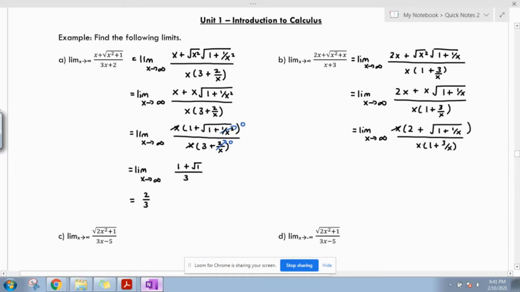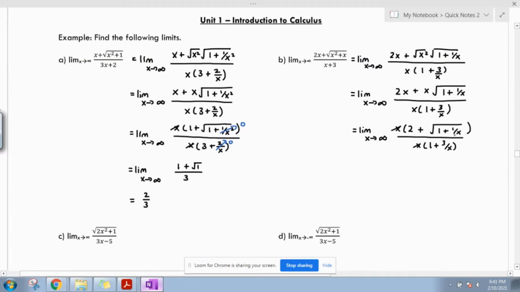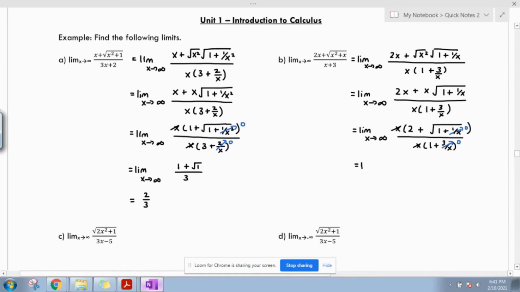So right away, I know that my x's cancel, as well as I noticed that if I had a number over x or a number over x squared, those automatically go to 0 now. So what I'm finally left with is the following. The limit as x approaches infinity, I have 2 plus the square root of 1 all over 1. And if I simplify that, that gives me 3. And there we go. So the limit as x approaches infinity for 2x plus the square root of x squared plus x over x plus 3 is simply 3.